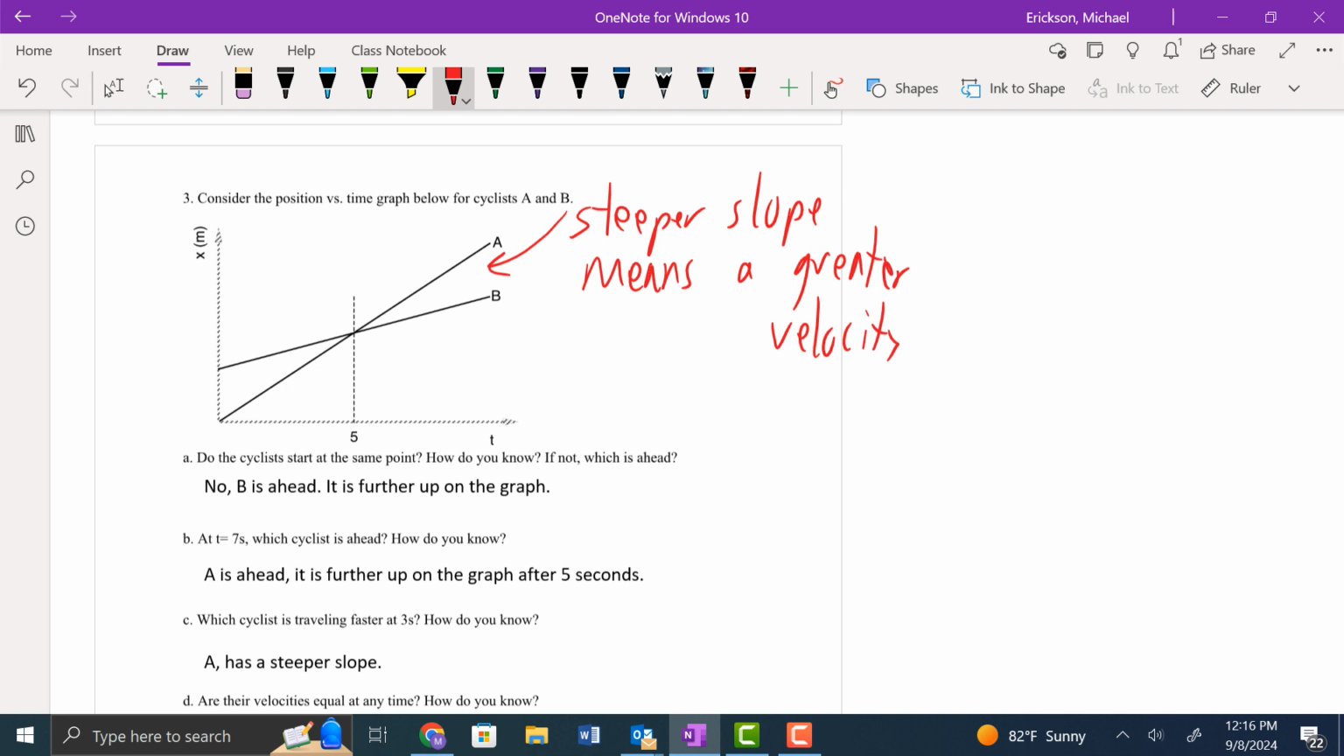It's A. Then they ask, are their velocities equal at any time? Some kids will say, oh, maybe at this position they are. No, they're not. What the lines actually represent, like where they are, is their position.